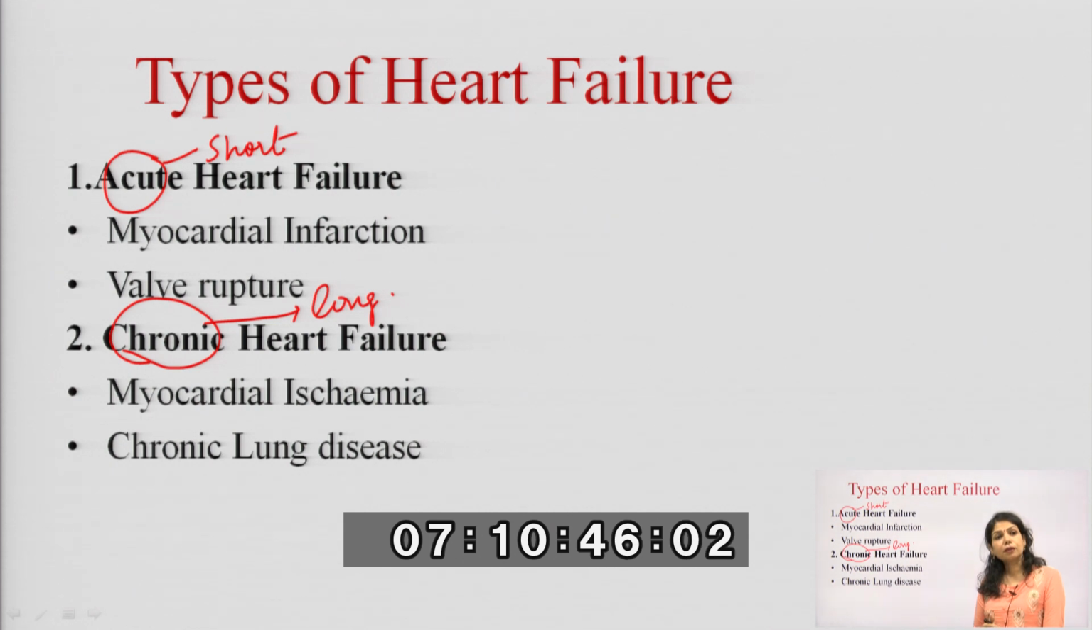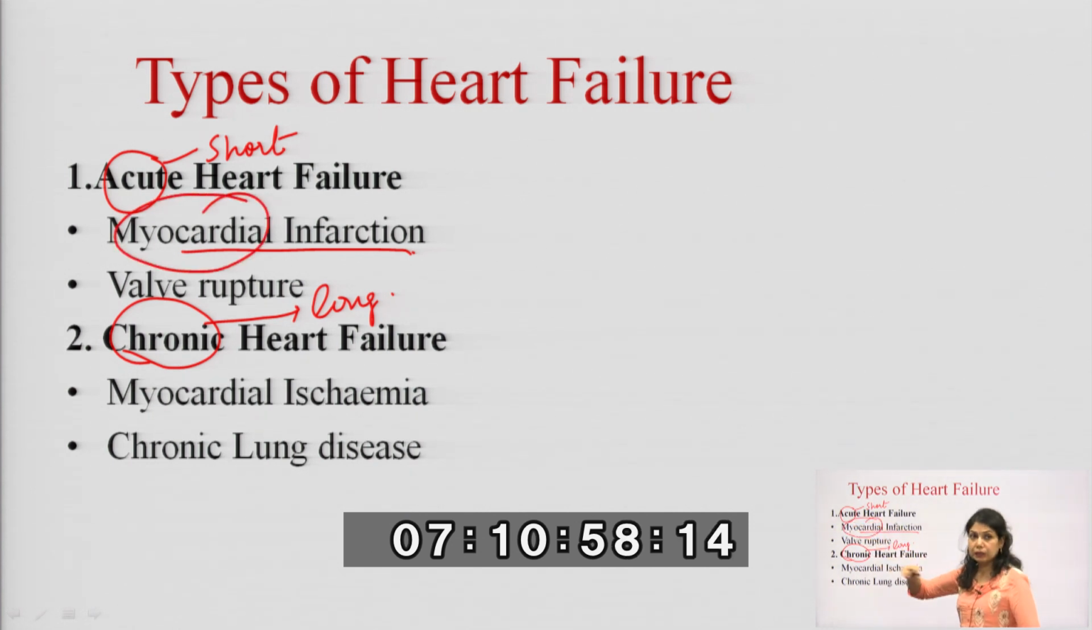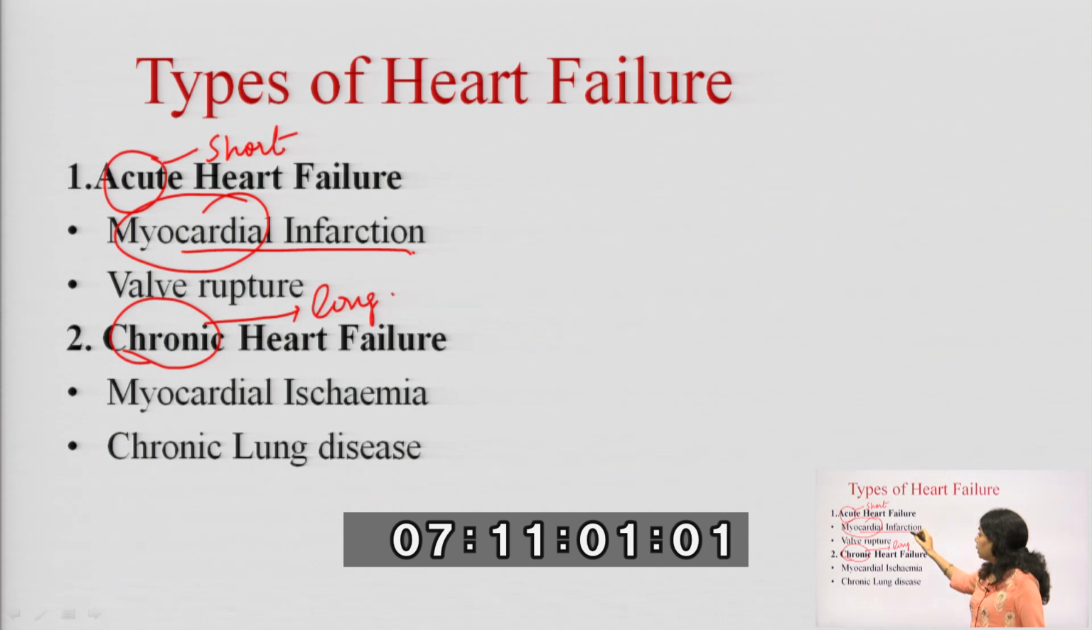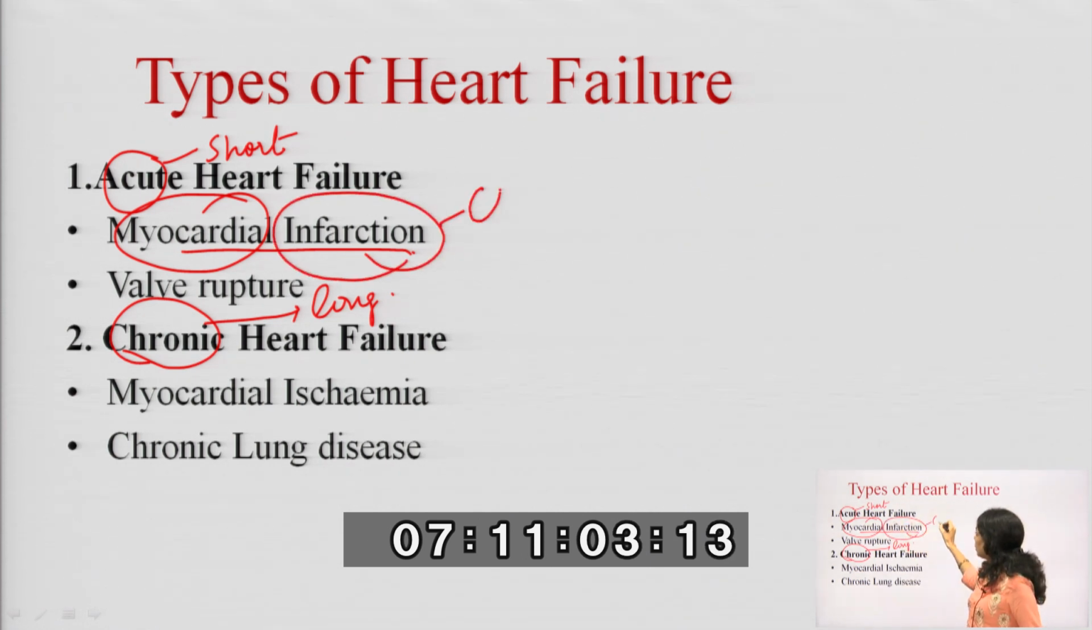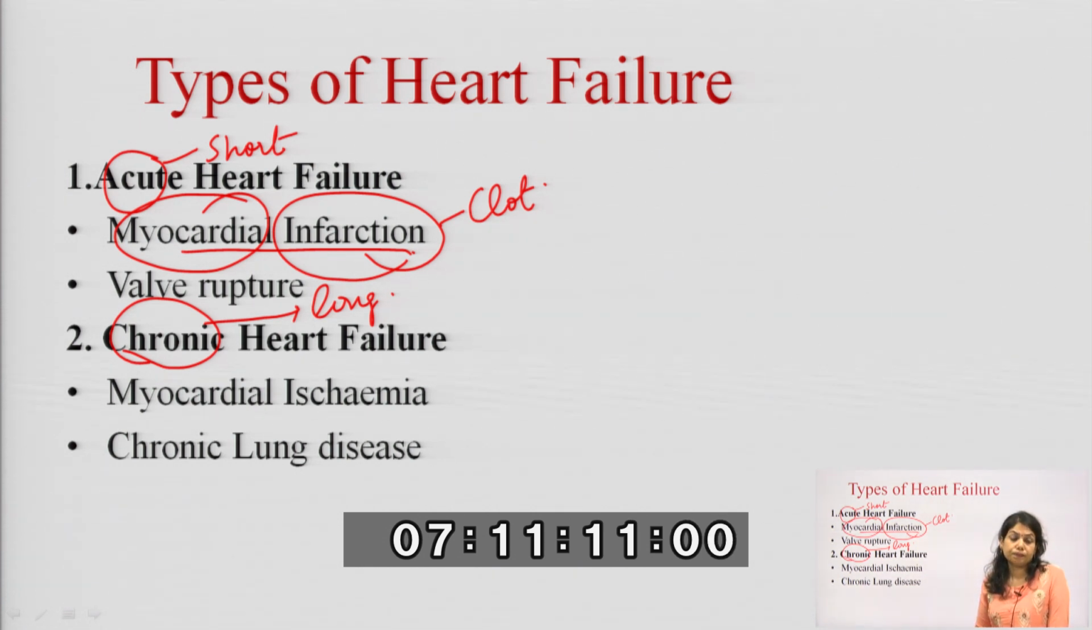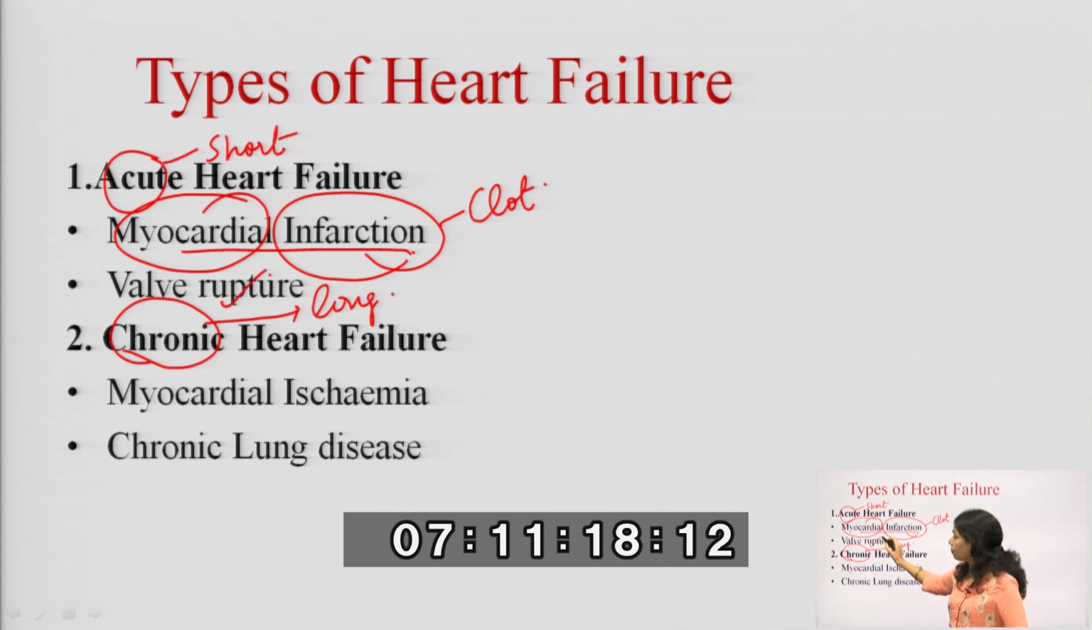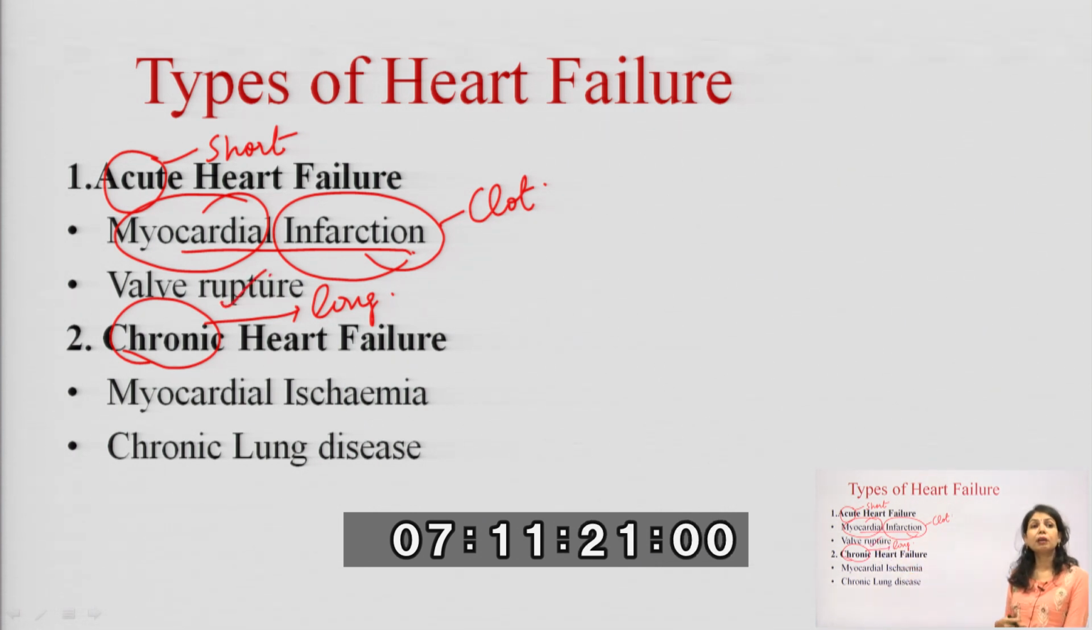Acute heart failure takes place due to certain diseases the patient is suffering from. One disease is myocardial infarction. Now, what is myocardial infarction? In the myocardial portion of the heart, the muscle portion, there is infarction, that is, clot deposition. When there is clot deposition, the blood flow to the heart is obstructed. So, it will result in congestive heart failure, or the valve may rupture.